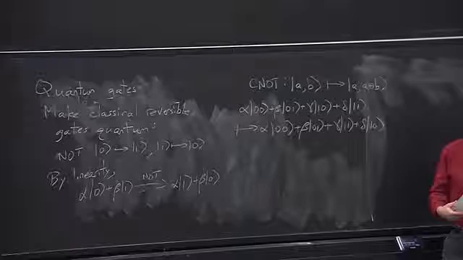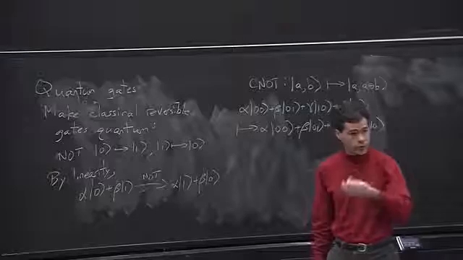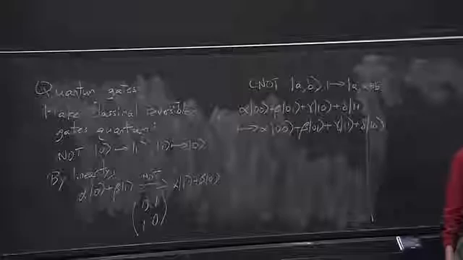Okay. And of course, we can write these things as matrices. So the NOT is a single qubit operation, so it's a 2 by 2 matrix. It's acting on a 2-dimensional Hilbert space. And if you think about it for a few seconds, you'll see it's this matrix, sigma x, one of the Pauli matrices.